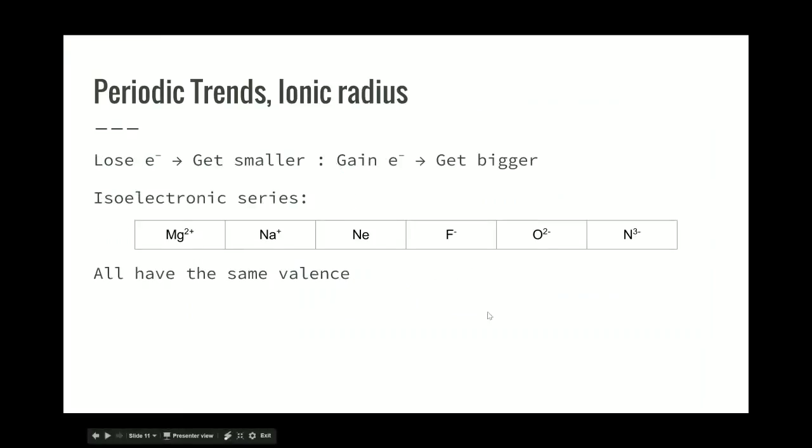Now we look at ionic radius. Okay, that is to say, what happens to the radius of the atom when you gain or lose electrons. It's simple. When you lose electrons, the nucleus is able to pull tighter on the electrons that remain, so the ion is going to get smaller. If you gain electrons, then those negative charges repel one another. They're pushing at each other, and the ion is going to get bigger.